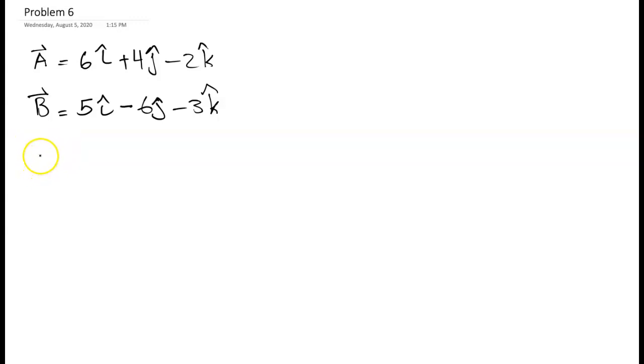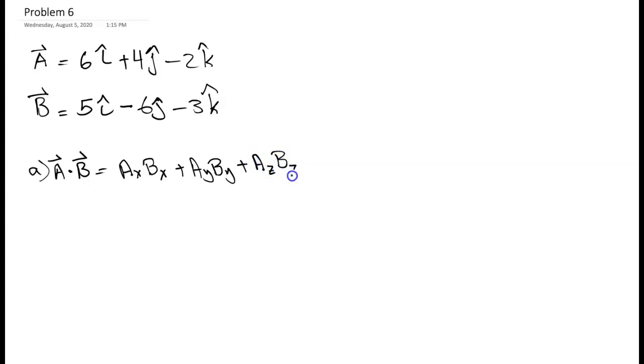In problem 6, we have two vectors, and in part A, we are asked to find the dot product between vector A and vector B. And since we're given the components of each vector, we're going to use the fact that A dotted with B is the x component of A multiplied by the B x component, plus the y component product of each vector, plus the z component product for each vector.